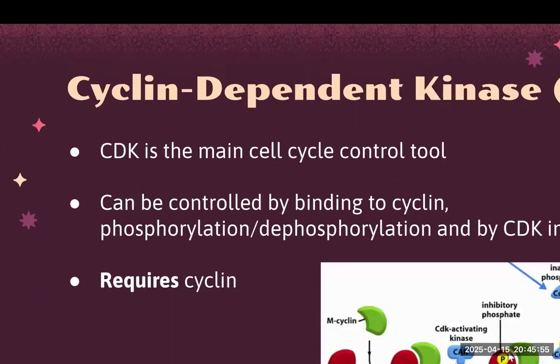Okay, CDK. What do kinases do? Phosphorylate stuff. All right. And it's dependent on cyclin. Oh, how convenient, it's in the name. That's so great. So if you ever forget what it is, remember what it stands for. CDK is the main cell cycle control. So it's controlled by cyclin. Remember, it's cyclin dependent. Cyclin, phosphorylation, dephosphorylation, and by CDK inhibitors.